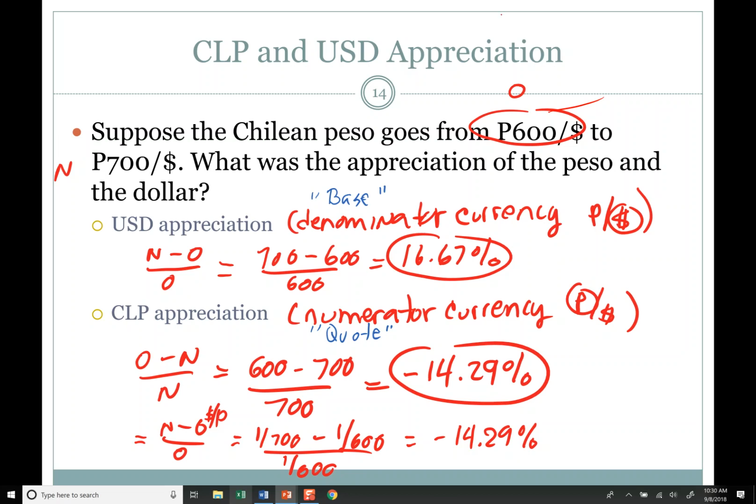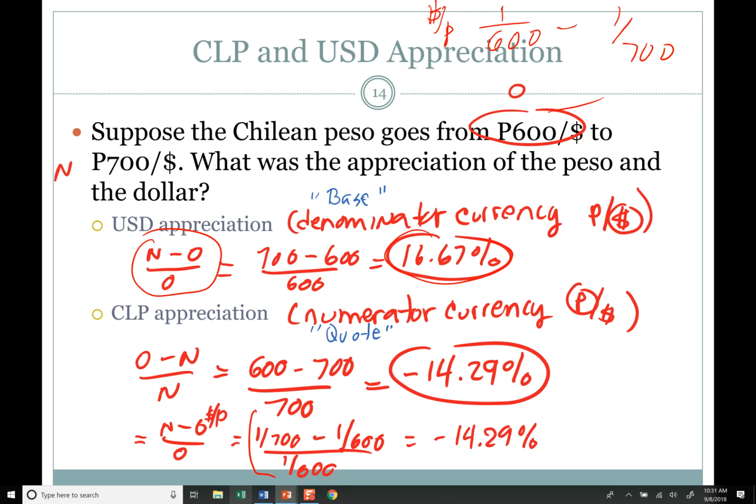The Chilean currency went from 1 over 600 to 1 over 700. That's what happened to the peso. That's what happened to the dollar price of the peso. It went from 1 over 600 to 1 over 700. So if you want to use the new minus old over old formula, in this case it's going to tell you what happened to the dollar. The dollar is up 16% against the peso.